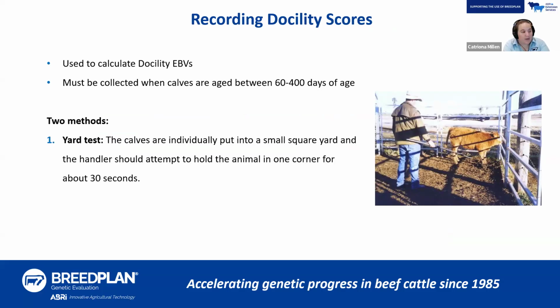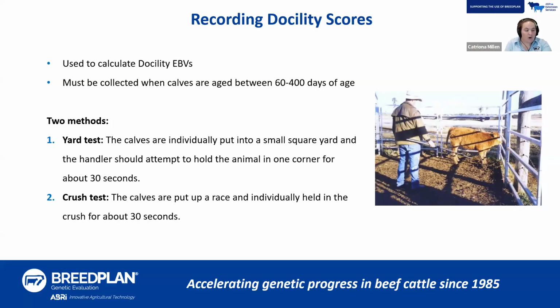The first of these is a yard test, and in this instance, as you can see on the screen here, the calves are individually held in a small square pen, and you, or the handler, attempts to hold the animal in the corner for approximately 30 seconds. Option 2 is a crush test, where you put the calves up the race and then hold them individually in the crush for about 30 seconds. So either of those methods are perfectly legit. If you are recording docility score, you can use whichever of those works best for you.